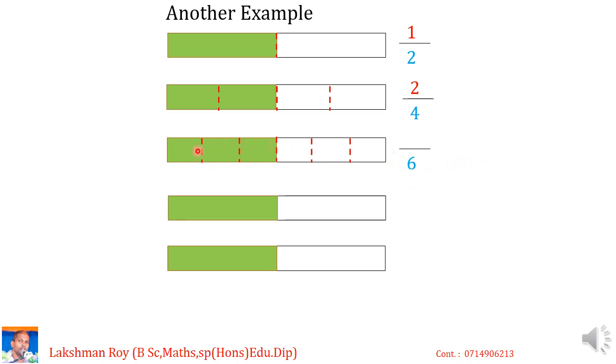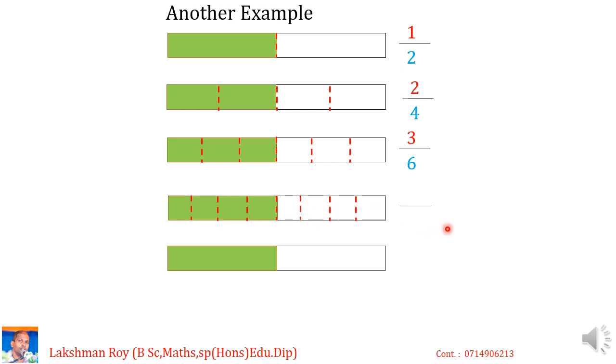How many parts are colored now? You can see 1, 2, 3 parts colored. So 3/6 is the fraction represented by this colored portion. Now move to the fourth one. Now that one I divided into how many parts? 1, 2, 3, 4, 5, 6, 7, 8 parts. I divided it into 8 parts.